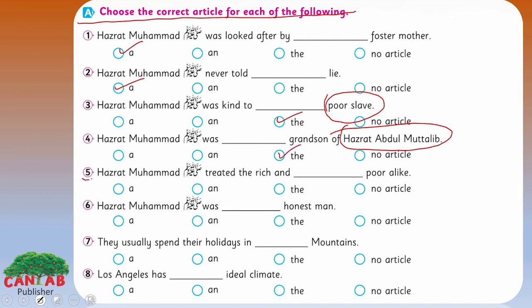Look at the fifth one. Hazrat Muhammad sallallahu alaihi wasallam treated the rich and poor alike. Here we have no article, option 2. Here you can see the definite article is already used, so there is no need to add another definite article. So we will choose the no article option here.